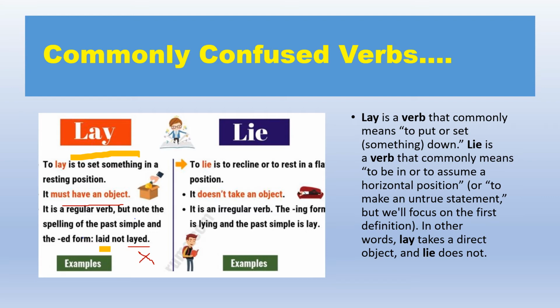Now look over here. Lie. Now lie is an intransitive verb. Do not mix it with lie as to say something untrue. वो होता है to lie. लेकिन इसमें हम to lie झूठ वाला नहीं देख रहे. To lie is to recline or to rest in a flat position. So lie is an intransitive verb meaning it does not take a direct object.